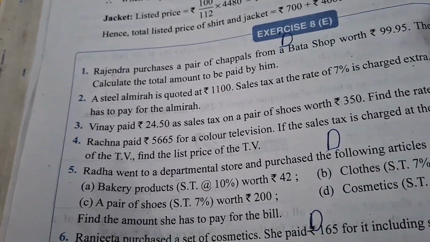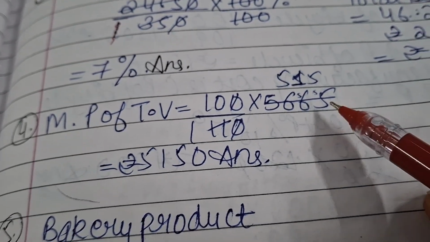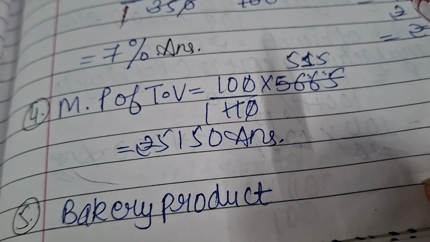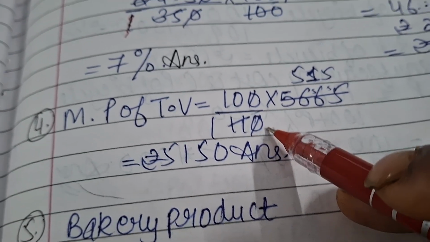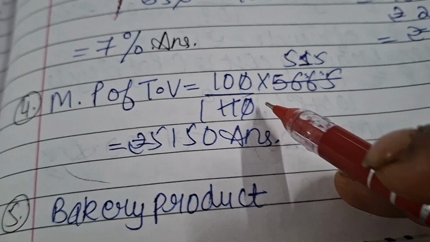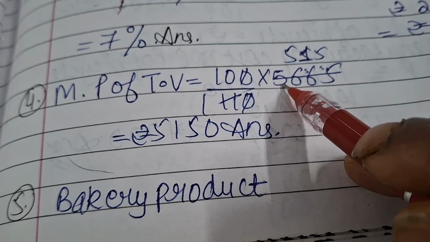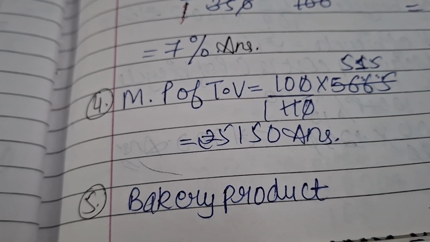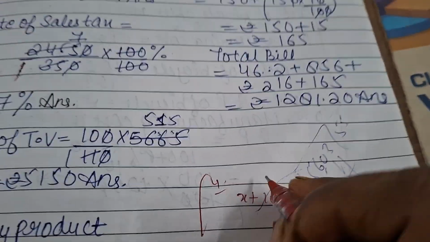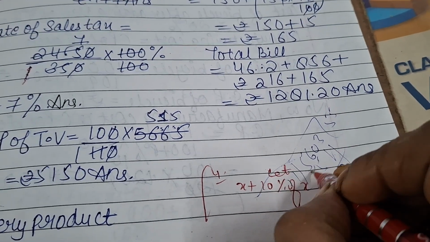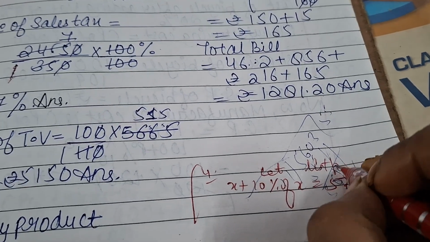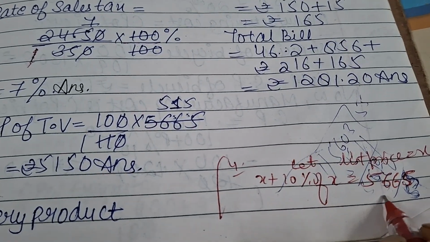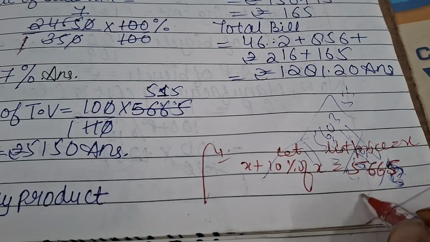So if we are doing it directly, then we can do it in this manner. Total percent is 100 and 10% of 100 is 10 rupees. So the value added tax is 10. So total amount 110 into 5665. Or you can use the equation also. Let the list price be x. So x plus 10% of x is rupees 5665. Then solve it.